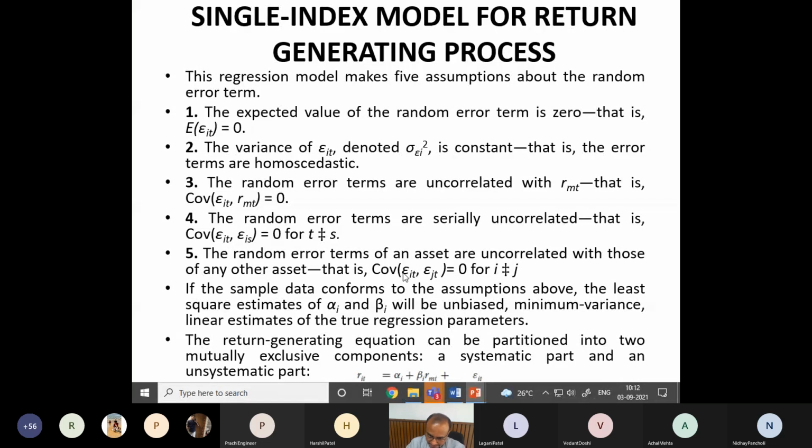And similarly, epsilon IT and epsilon JT, for security I and security J. If you take two securities which are part of the market, then the covariance of this residual error term must also be 0. So under this assumption, this model remains valid, and we can divide it into two parts: RIT equals alpha I plus beta I RMT plus epsilon IT, where we call alpha I plus beta I into RMT the systematic return, and this epsilon IT the unsystematic return. We can say it is random, right?